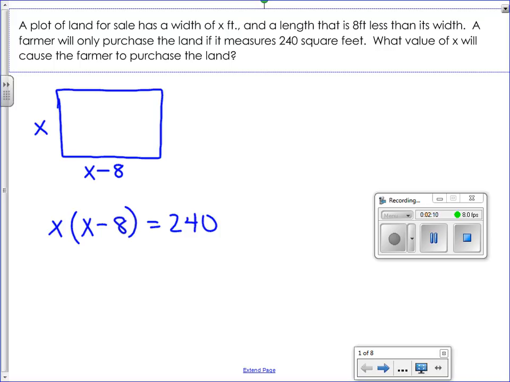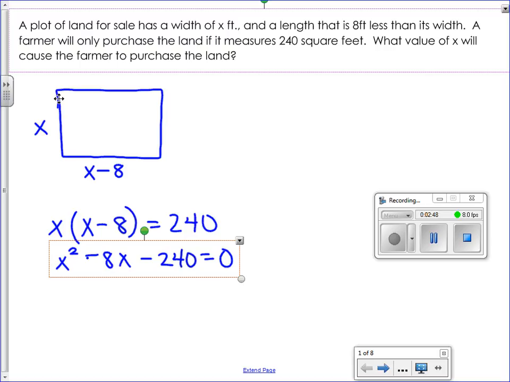Alright, next question. With it looking like this, is it ready to solve? No. Well, it looks like it's factored. Right? I mean, X times, that looks factored to me. What does it always have to equal before we start solving it? 0. It has to equal 0. So what we're going to do is say X squared minus 8X minus 240 equals 0. Does everyone know how we got from here to here? Yes. Okay.